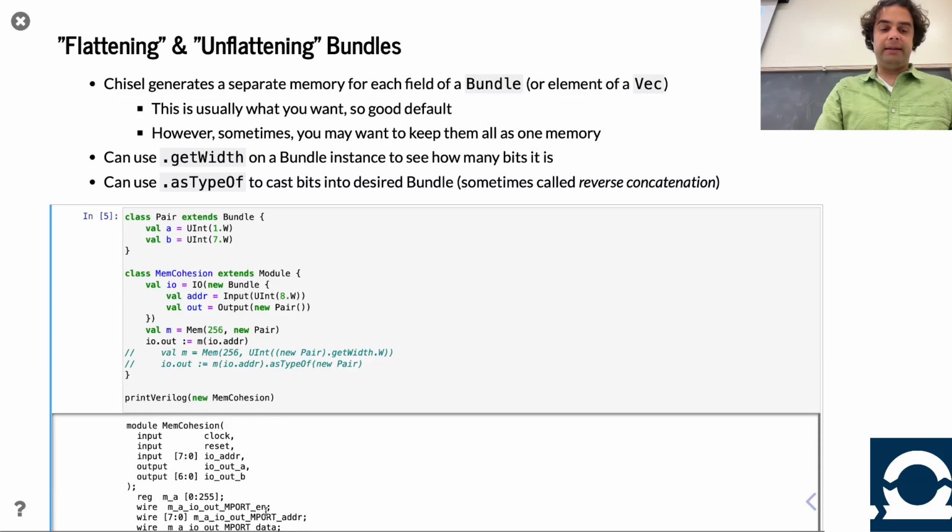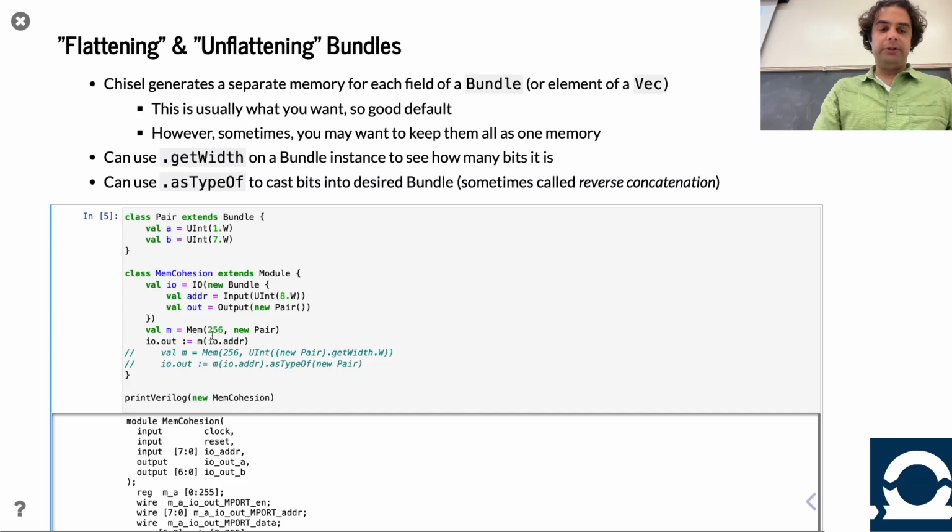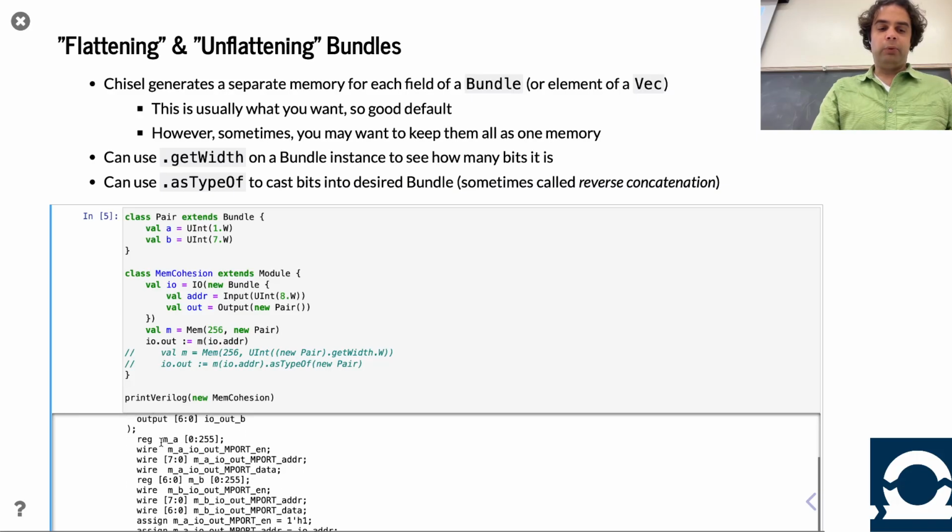So, for example, if I look at this down here, we have this bundle, which is a 1-bit A field and a 7-bit B field. So what do we get? Well, I say I want 256 of this bundle type. Well, I get 256 1-bit things and 256 7-bit things, which is perfectly functional, correct hardware.